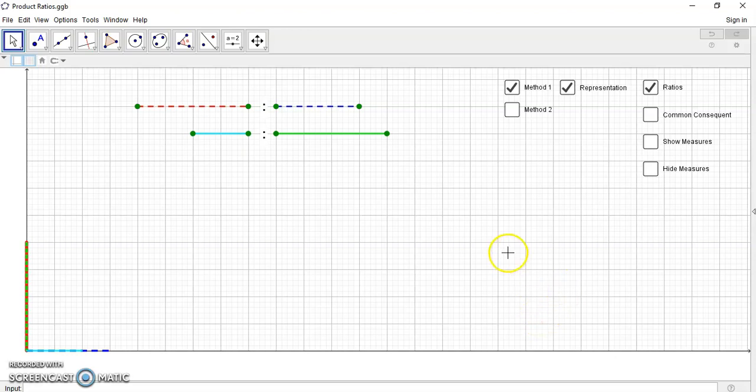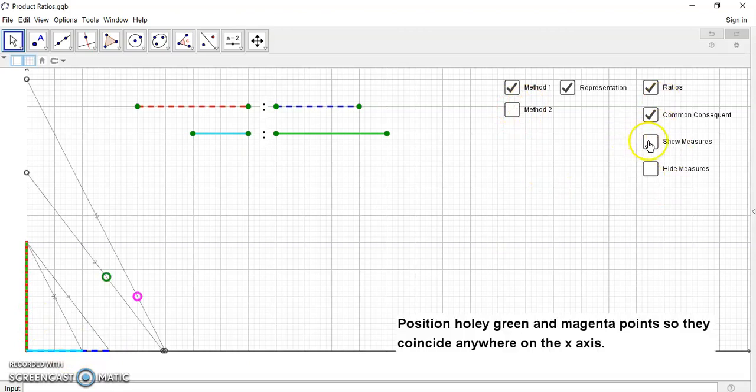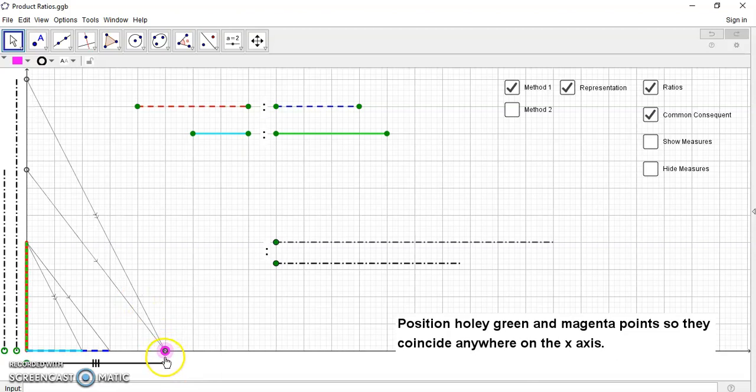All right, and I'll give you some more examples as we go along. So let's look at it first using method 1. Now we need to find a common consequent using these ratios that you see over here, with the second one having been flipped around, okay? So how do we do that? Now we've got the same story as we had before. We simply position the magenta and green points on the x-axis, and then we see that the ratio of these two gives us the product, okay?